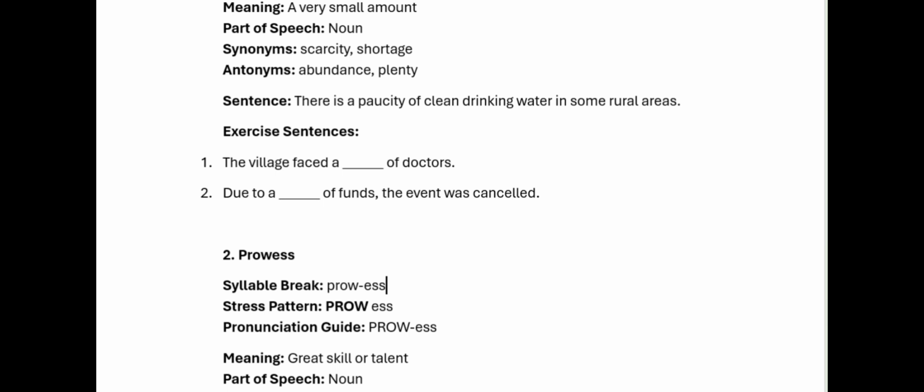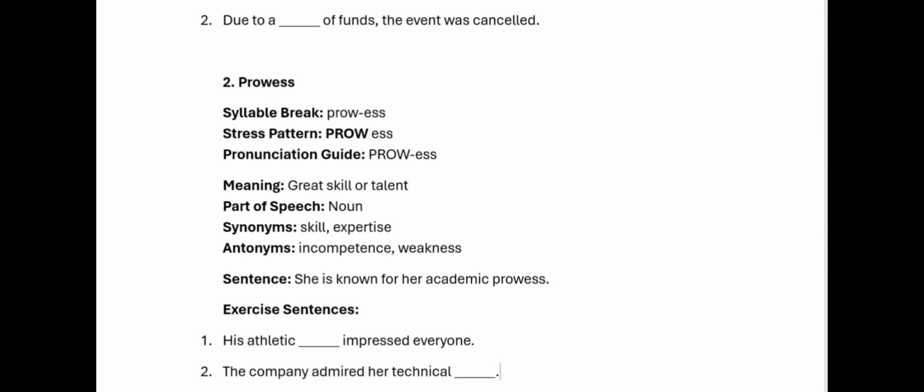Word number 2 is prowess. Prowess. The syllable break is with only one word. It is prowess. How do we stress the word? Prowess. How do we pronounce the word? The first syllable is given the stress. What is the meaning of the word? Which means great skill or talent. Something which is abundant with skill.